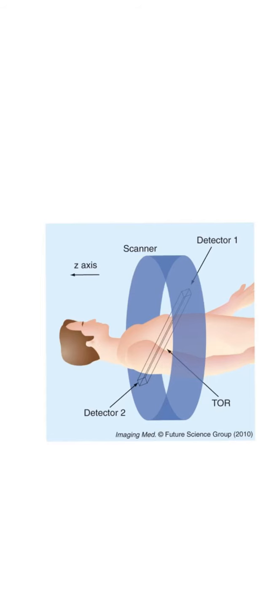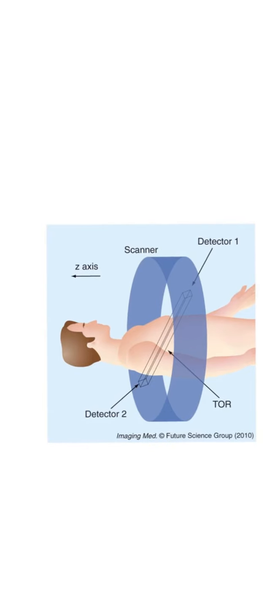If you look at this image, it gets a little technical. It says detector 1 and 2 in the TOR, so where it's actually collecting counts. What I wanted you to see here was this ring. If you see the ring, consider it 3D, and that's your bed position there.